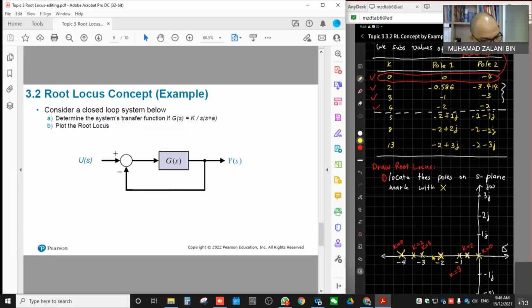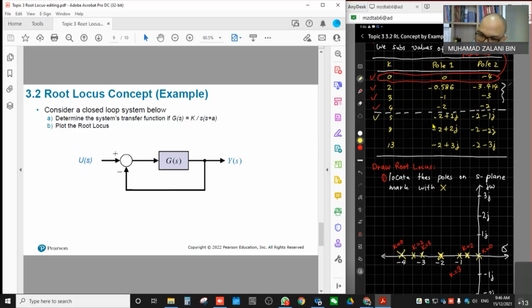So what we see actually up to K equals to 4, we can expect that the pole location is moving from -4 to -2, right? Dia bergerak daripada -4 kepada -2. Yang sebelah kiri. Yang sebelah kanan, dia bergerak daripada 0 ke -2. It looks like that lah. Alright.